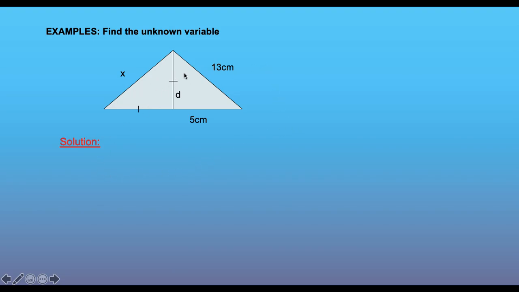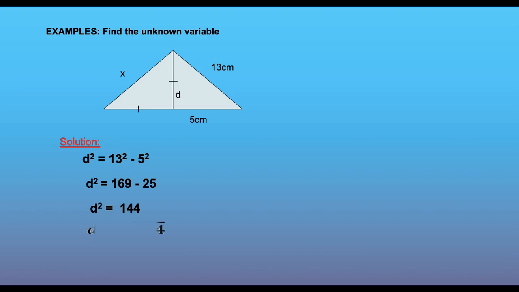To find the unknown variable, we first have to find D. The hypotenuse is 13. According to the Pythagorean theorem, hypotenuse squared is equal to the sum of the squares of the other two sides. To find one of the legs, leg squared is equal to hypotenuse squared minus the other leg squared. So D squared is equal to 13 squared minus 5 squared. 13 squared is 169 and 5 squared is 25. Subtracting gives 144. The root of 144 is simple: D is equal to 12.